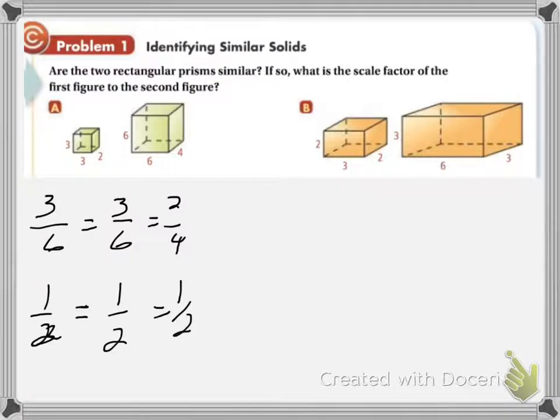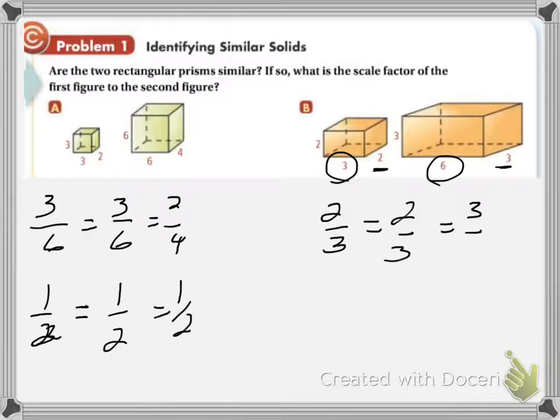But if we look over here at the second one, we look at the sides, that's 2/3. You look at the other side, which kind of matches that to that, is 2/3. But if you look at this last side, 3 over 6, which would reduce to 1/2, is not equal. So these are not similar.